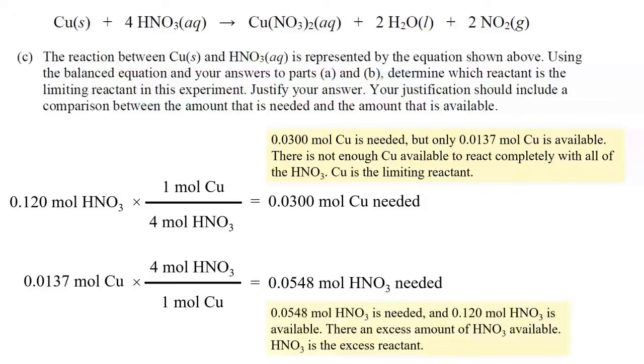And if we go the other way, 0.0548 moles of nitric acid is needed to react with all of the copper, and we have an excess amount. We have 0.120 moles of nitric acid that was available in this experiment, so we have more than enough nitric acid available. That makes nitric acid the excess reactant. Again, copper is the limiting reactant.